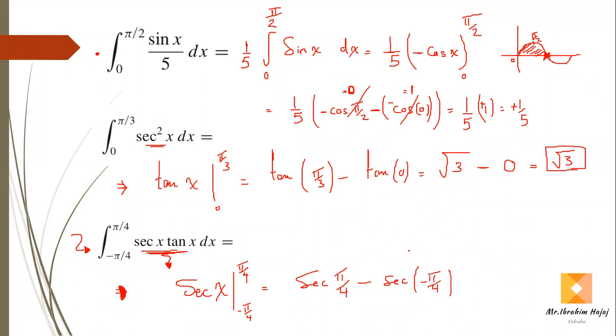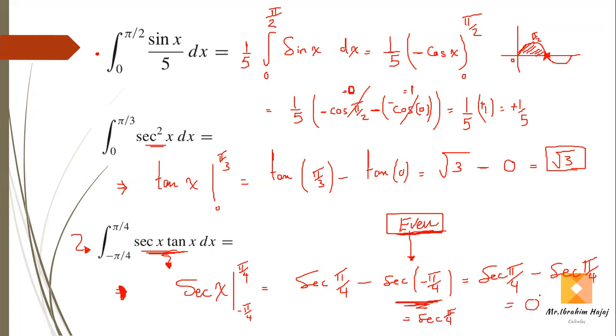Sec pi over 4. Is this an even or odd function? Negative pi over 4. The sec function is even. And from the definition of an even function, sec of negative something always equals sec of the same thing. So it's going to be sec pi over 4 minus sec pi over 4, because sec of negative pi over 4 is even, so it equals exactly sec pi over 4. So now your area is 0, not 1. The area is 0. Thank you.